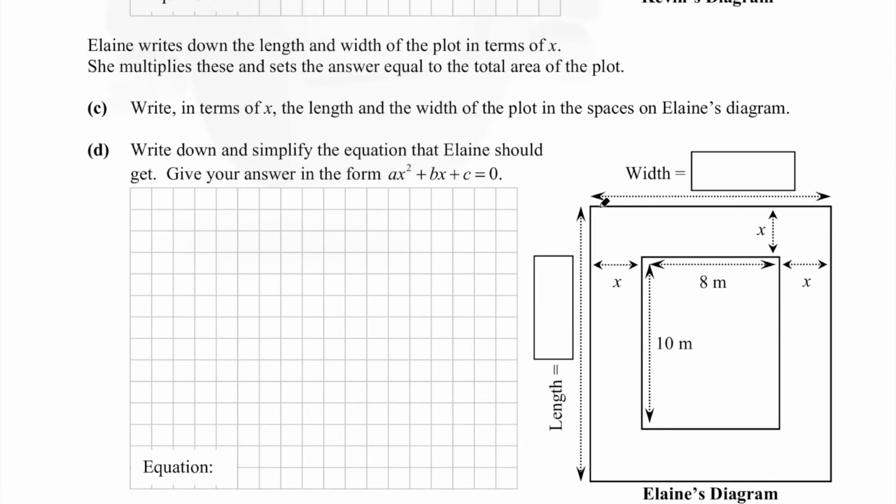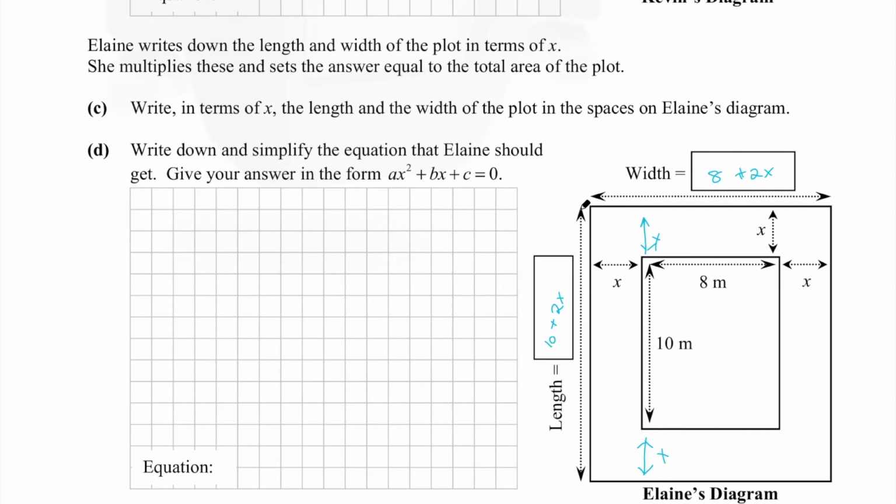If we look at Elaine's diagram, we know that this is 10 here, and we know that's an extra x here, and an extra x here. So I've got x and 10 and x. That could be written as 10 plus 2x. So x, 10 and x becomes 10 plus 2x. If we look at the width, you've got an x plus an 8 plus an x. So we've got 8 plus 2x.